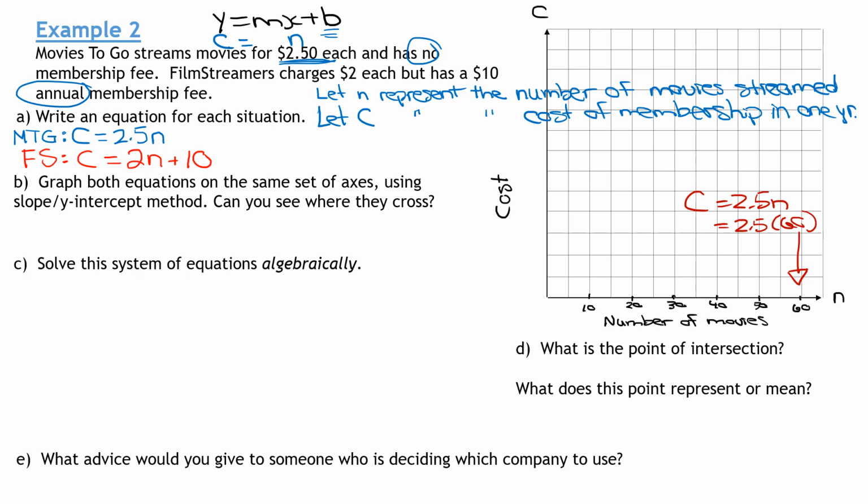So 2.5 times 60, that's going to tell me kind of how high I need to get to. I got 150. So I need to get up to 150 here. So what am I going to count by? Can I count by tens? 10, 20, 30, 40. No, I can't count by tens.